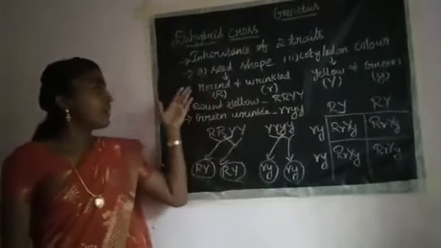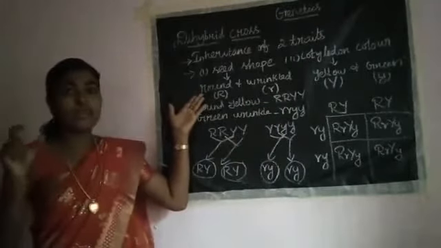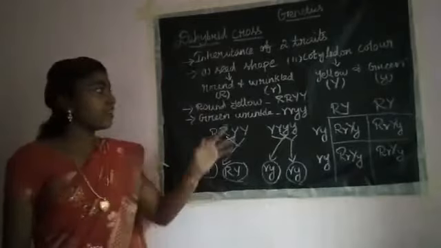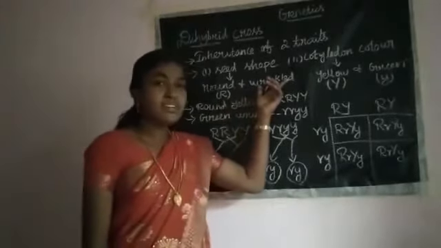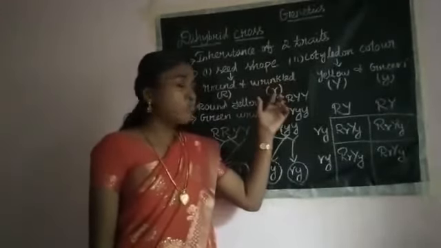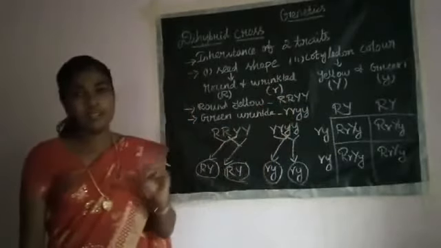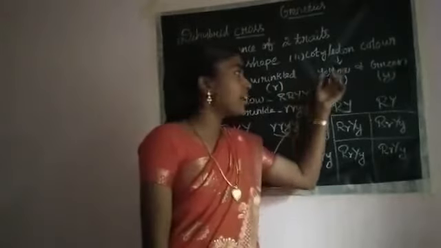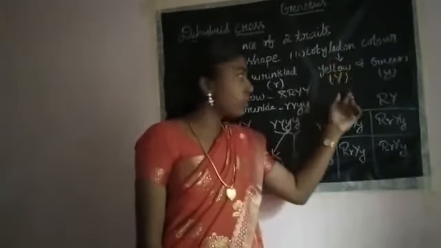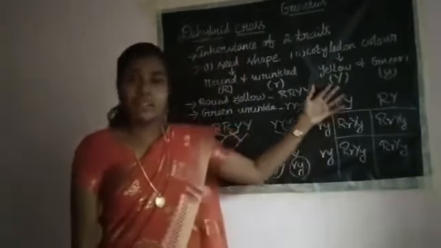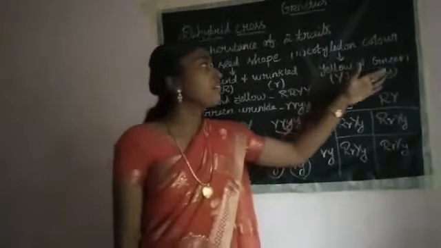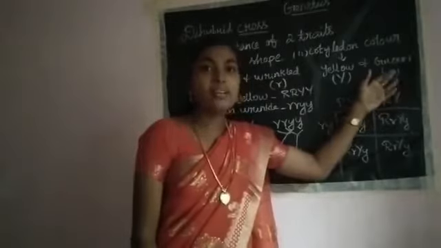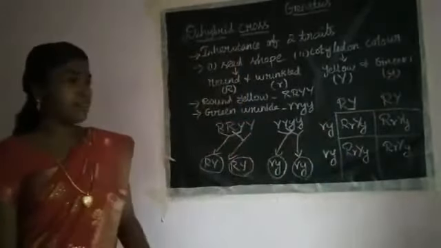Here the round is denoted by capital R and it is the dominant character, whereas the wrinkled gene is denoted by small r, and it is the recessive character. In the cotyledon color, the yellow is denoted by capital Y and it is the dominant character, whereas the green color is denoted by small y, and it is the recessive character.